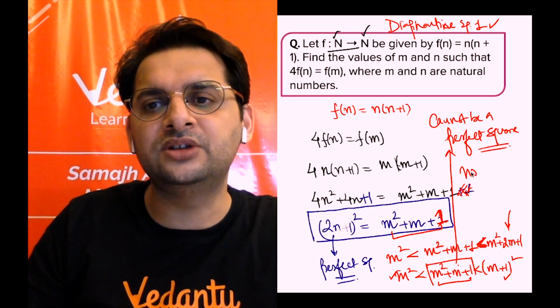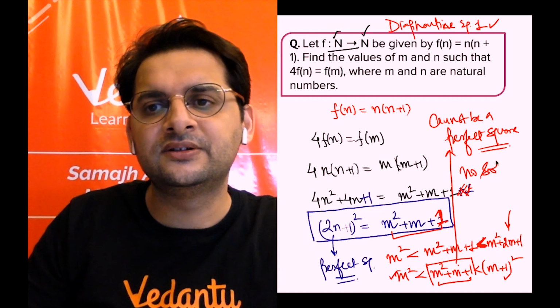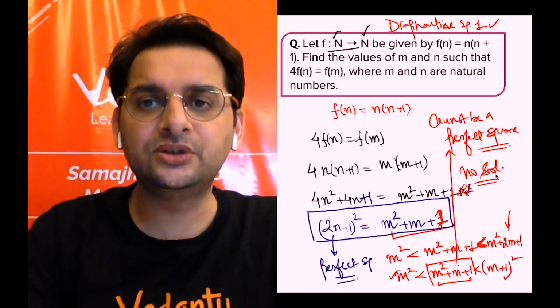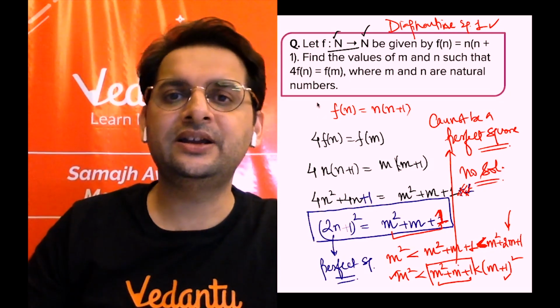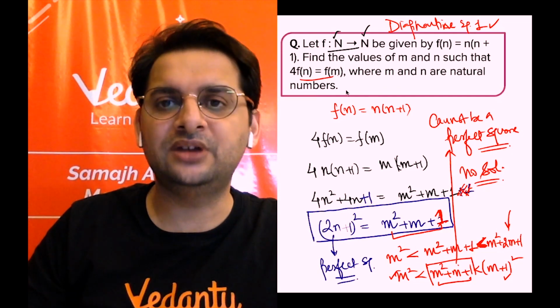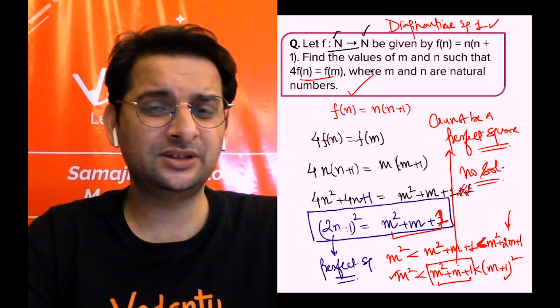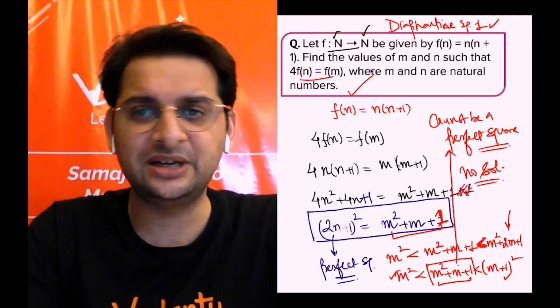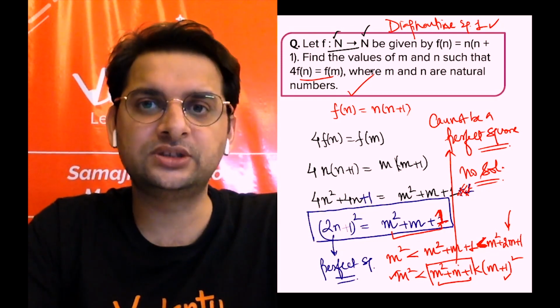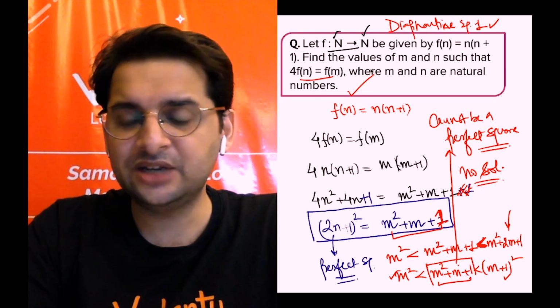Hence, this has no solution. So no values of m and n satisfy this, where m and n are natural numbers. I hope you got this. So this question was more of number theory and less of functions, but yes, functions were involved. So this was a basic question.